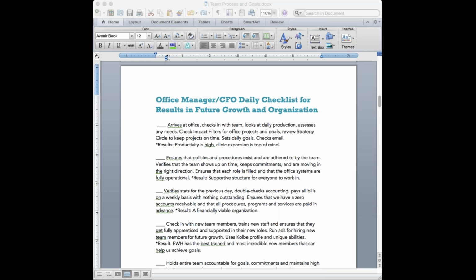So impact filters are a way that we use to create projects. It just assigns different tasks and has a very specific goal of everything that's needed.